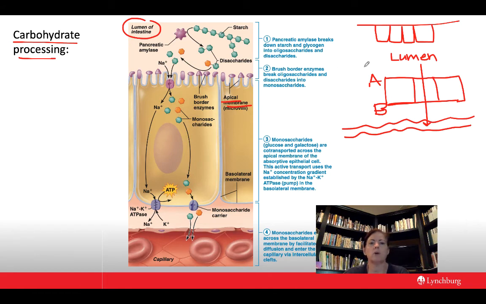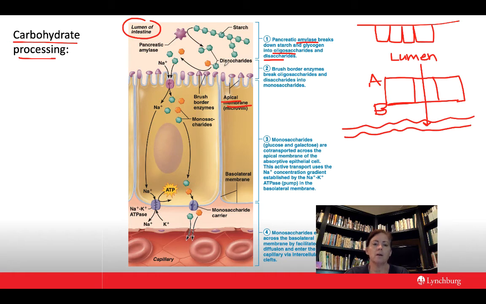So what do we have with carbohydrate processing? We have amylase, which is the enzyme that breaks down starches, and it's secreted as part of our pancreatic juice that we talked about with the pancreas. So pancreatic amylase is going to break down starches and glycogen into smaller oligosaccharides and disaccharides.